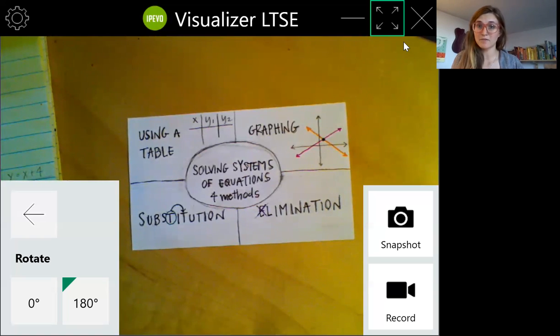So I'm going to make separate videos for each of these 4 methods, so you can follow up with that.